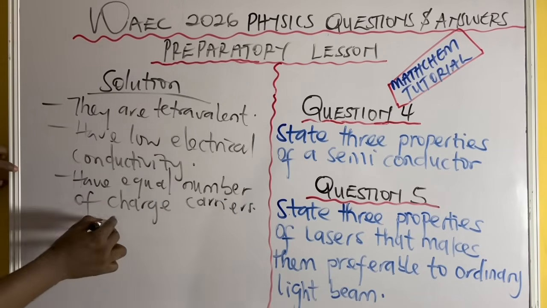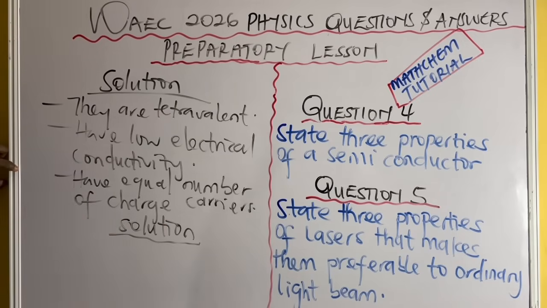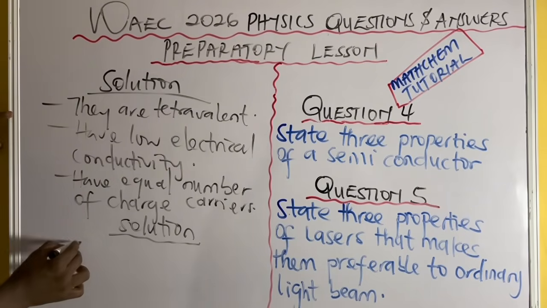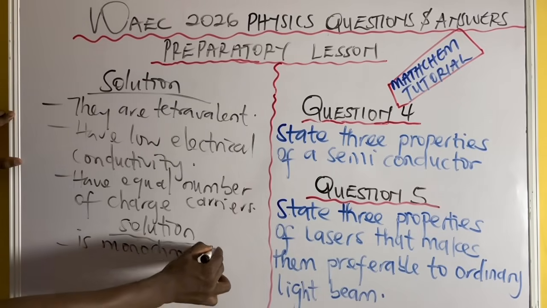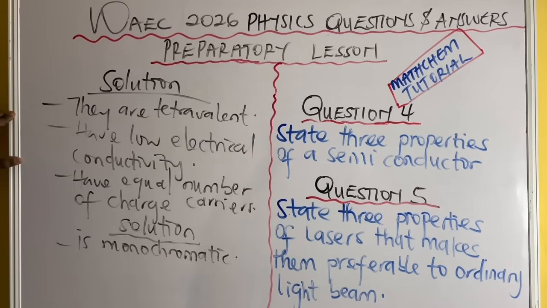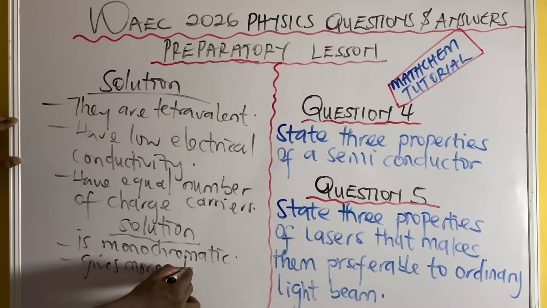Question 4 rather. So for question number 5, we are asked to state 3 properties of this that make them preferable to ordinary light. One of them is that it is monochromatic. That's number 1. Another one is that it gives more intense light.